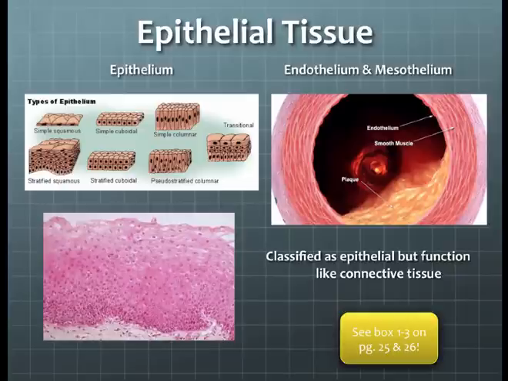Mesothelium is found in the linings of your pleural space, your pericardial space, and your peritoneal cavity. Basically, because of where they are, they function like connective tissue, but they look like epithelial cells. So that is why they are classified as epithelial tissue.